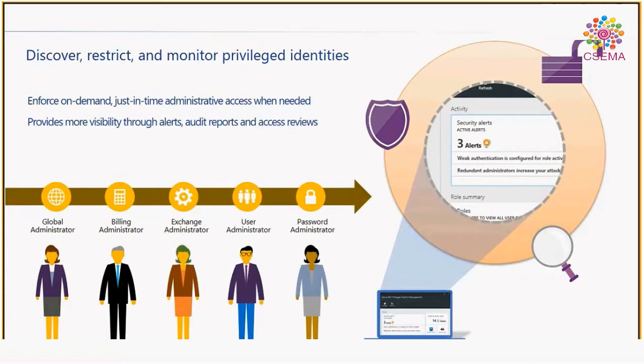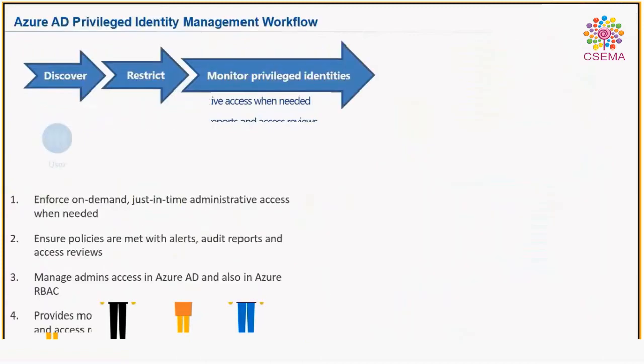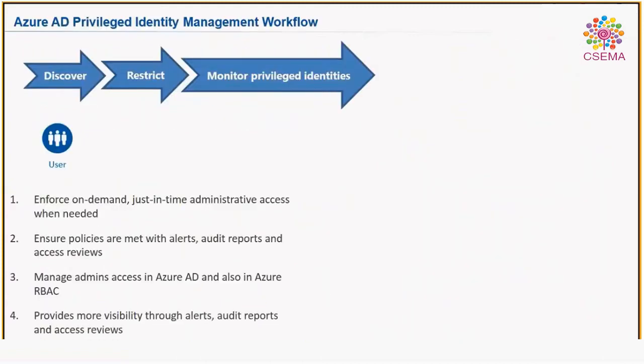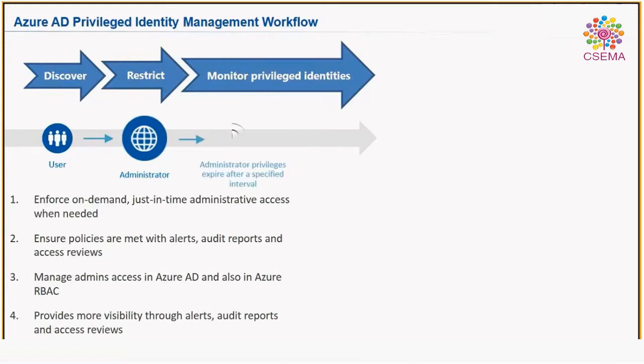Right. So if I'm talking in a workflow manner, this is what we do. First, if we have to implement, we discover the number of users, and out of them how many have privileged access, right? So here you can see in a flow that a user has got access as an administrator. He will do his job. Administrator privilege expires after a specified interval.